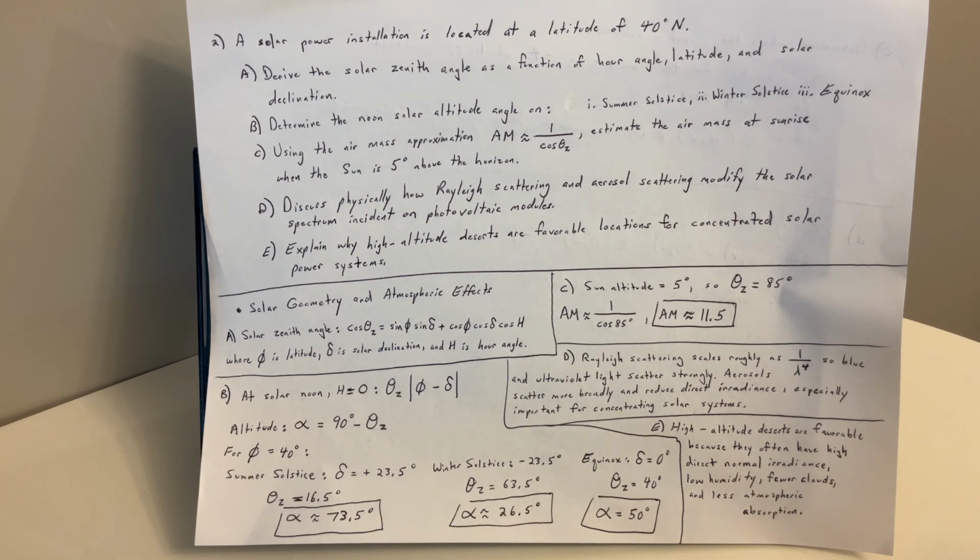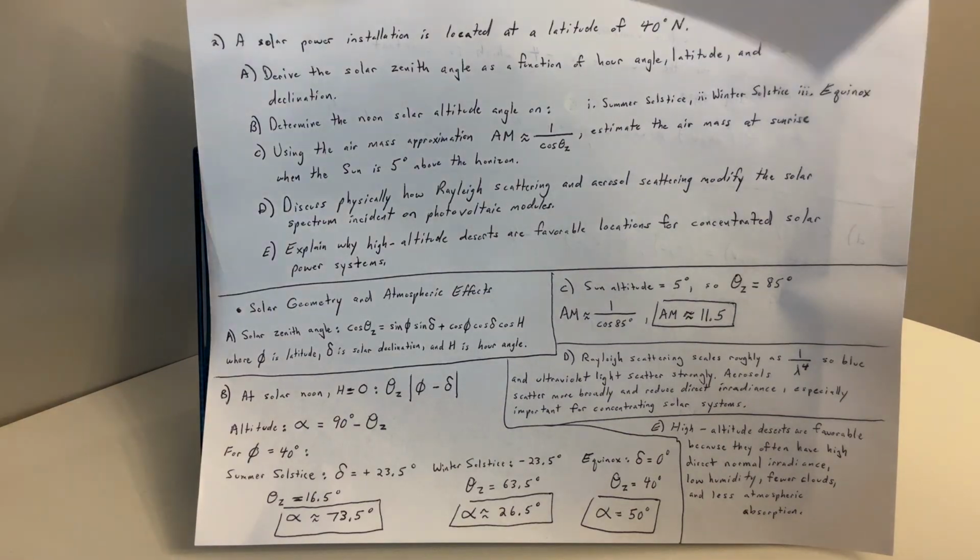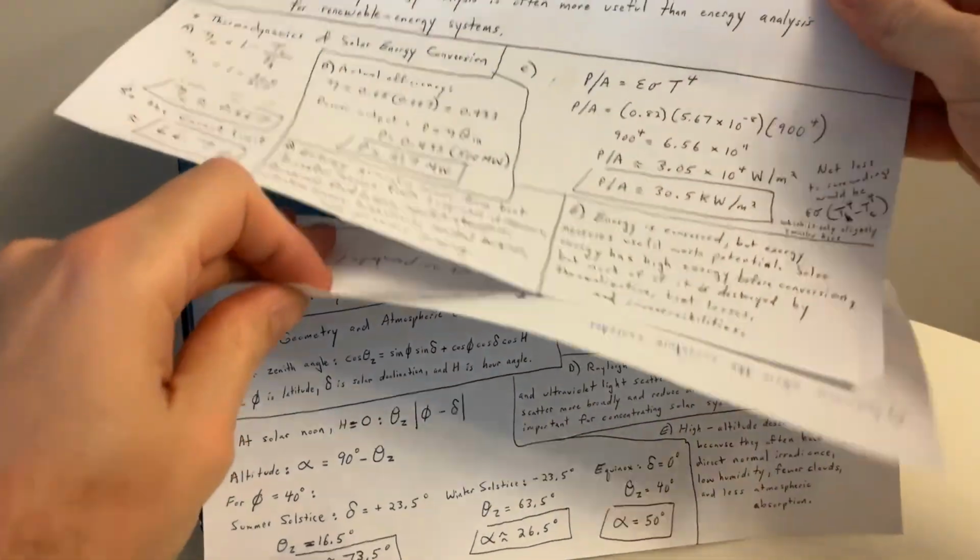Part E, explain why high altitude deserts are favorable locations for concentrated solar power systems. So high altitude deserts are favorable because they often have high direct normal irradiance, low humidity, fewer clouds, and less atmospheric absorption. Okay, so that takes care of number 2. Let's go on to number 3.